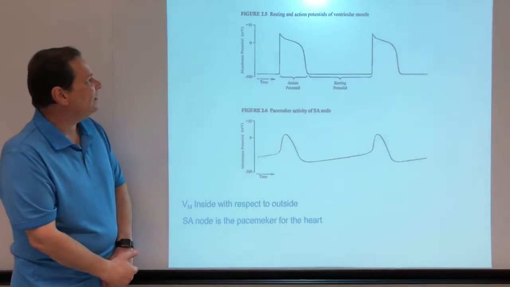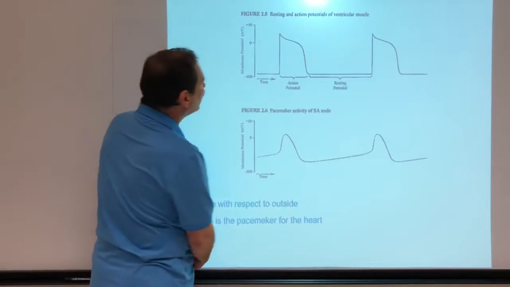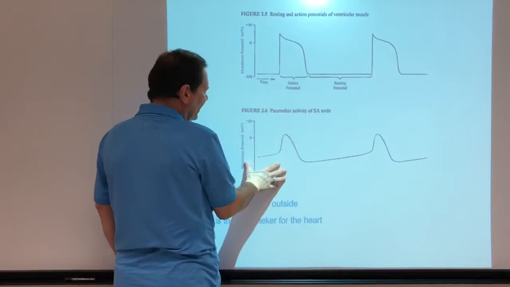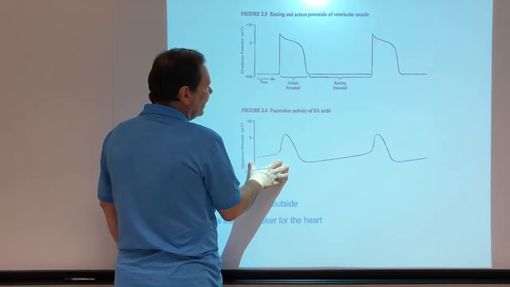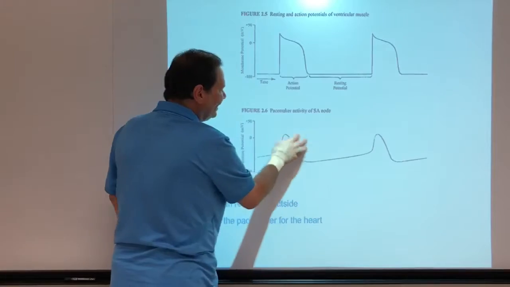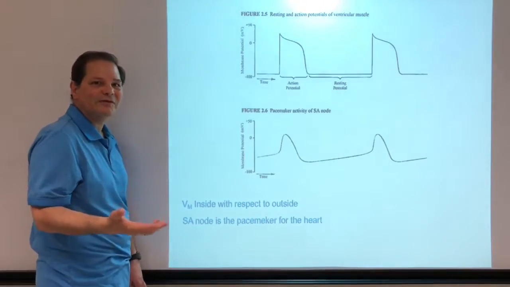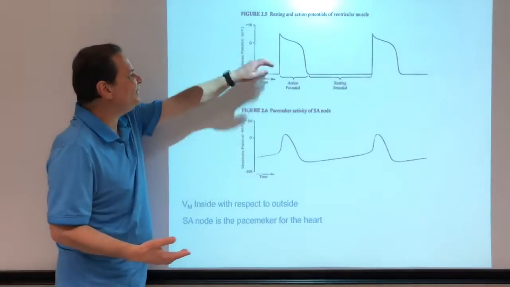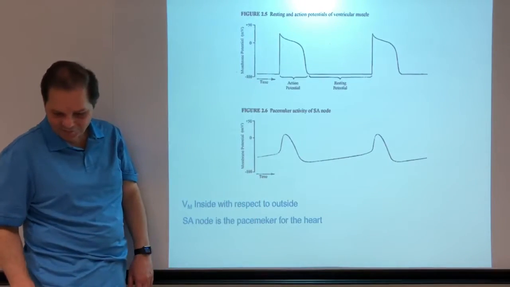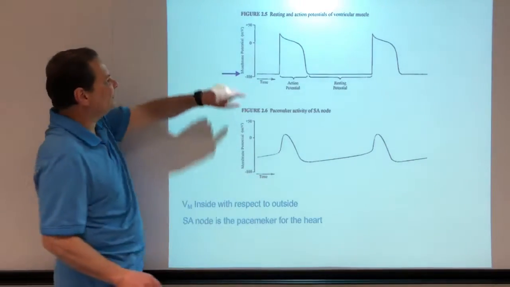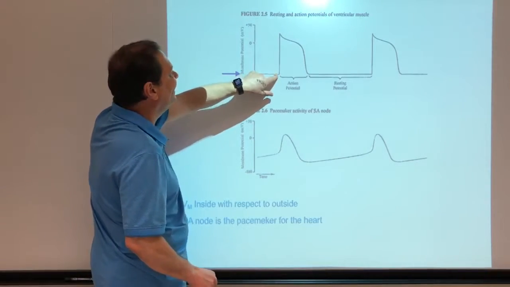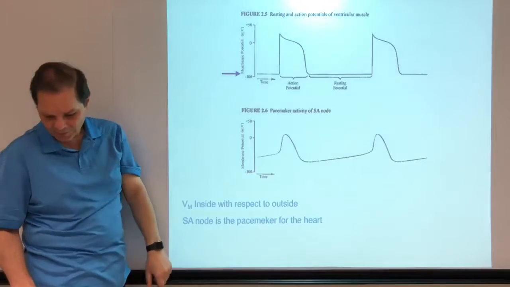So let's take a little bit of a closer look at these action potentials. Here's our ventricular action potential here. Below, we have the action potential in the SA node. The SA node, the sinoatrial node, is the pacemaker for the heart. And you'll notice that these two action potentials look a lot different. The first thing to notice is that I have a resting potential of about minus 90, and it's pretty steady here until the action potential fires.